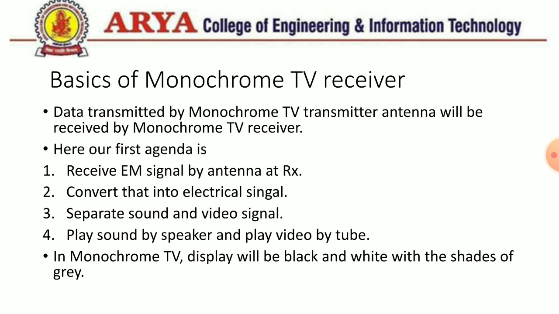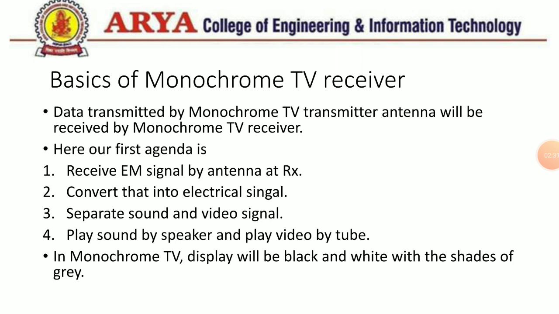And here these are our agenda. So our agenda is to receive the electromagnetic signal which is being transmitted by the antenna. So on the receiver side we will be having a receiving antenna that will receive the electromagnetic signal, and that electromagnetic signal will be having an RF carrier frequency, and then we want to convert that given signal into an electrical signal, so that is getting done by the antenna.